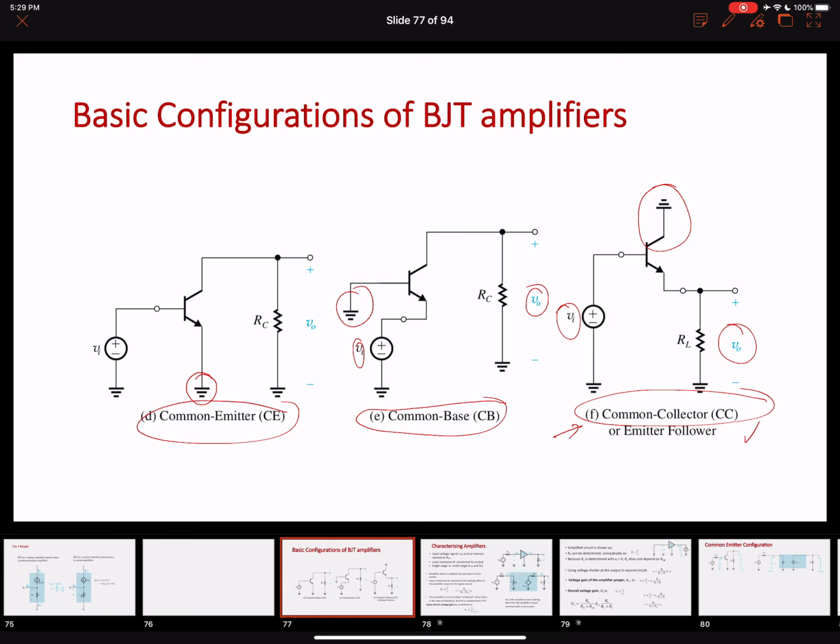This configuration is also known as emitter follower. We will see why it is called an emitter follower. Essentially, we can use these configurations to develop follower circuits. So we're going to discuss that as well in the lecture today.